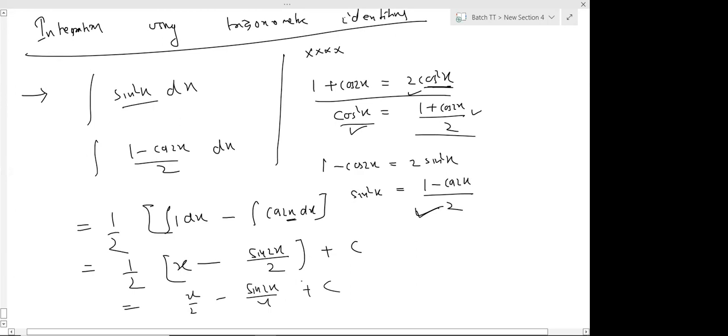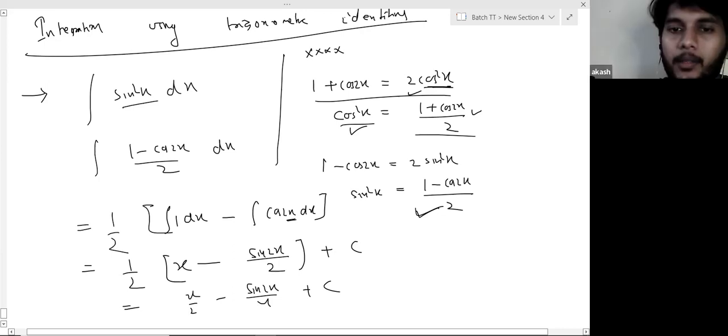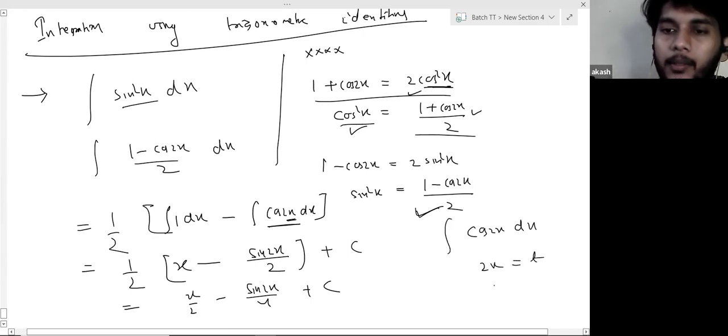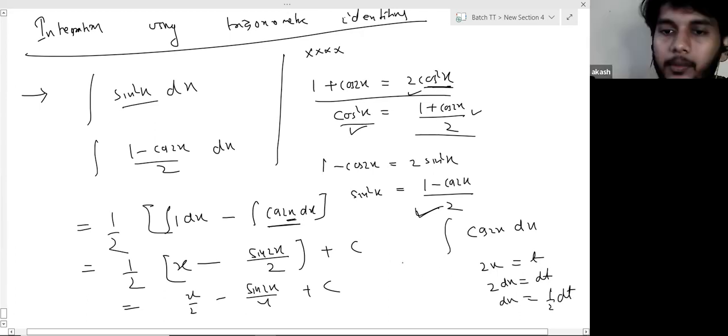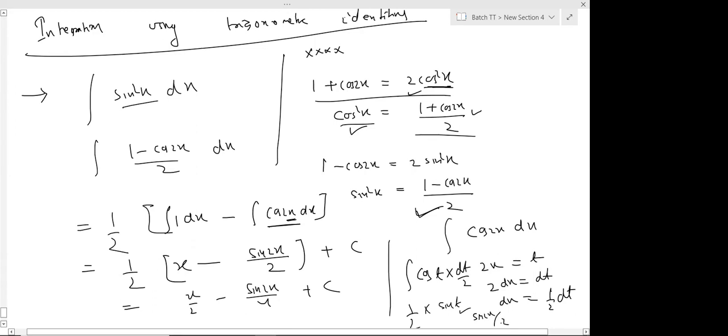So how did we get sin 2x by 2? I told you in the last class, you can integrate this using substitution. You have to integrate cos 2x dx. So you can put 2x as t. So 2 dx will be dt, so dx will be dt by 2. So this integration becomes the integration of cos t, dx is dt by 2. So half the integration of cos t is sin t. The value of t is 2x. So sin 2x by 2. Got it.